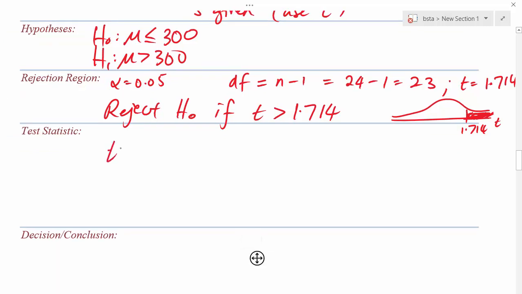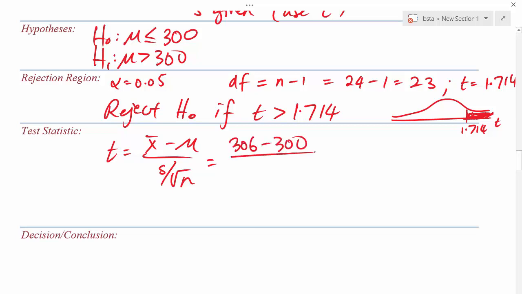Test statistics. So we have a formula here. T is x bar minus mu over s over root n. We have all this information given to us. We have 306 here minus 300 divided by S here, which is 18 over square root of 24. Okay? So I'm going to need help with that number. 1.633, thank you. So you get 1.633 on that one.